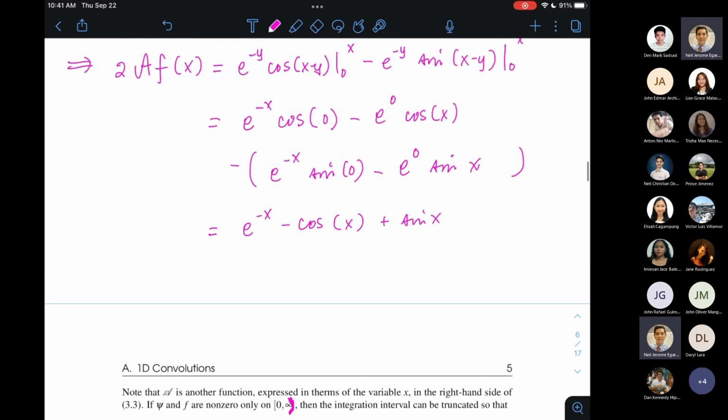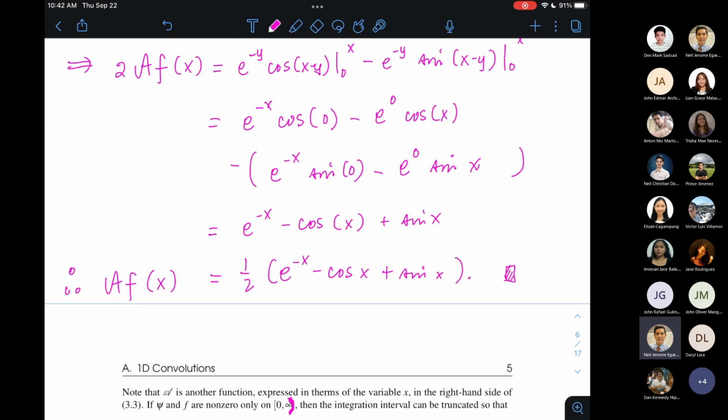All right? But this is twice the convolution. So therefore, we can say that the convolution of sine f, or the answer to our forward problem, is 1/2 e to the minus x minus cosine x plus sine x. Ang hirap is ang haba ng solution ng forward problem, no? So imagine how convoluted it is, pun intended, na hanapin or isolve yung inverse problem.